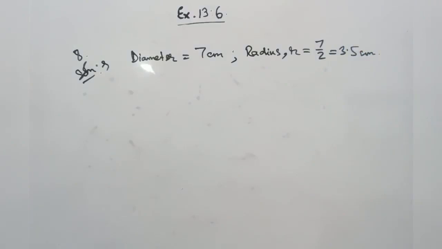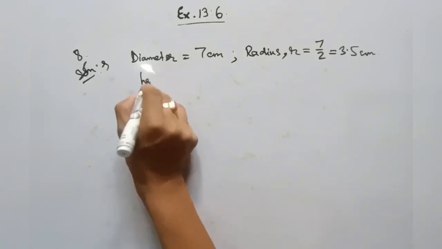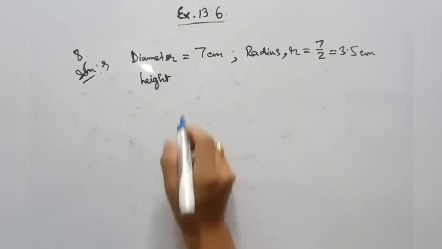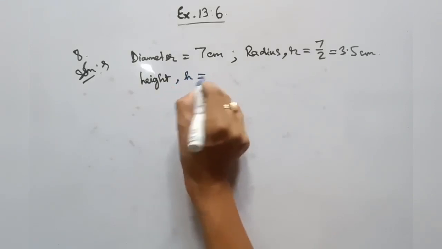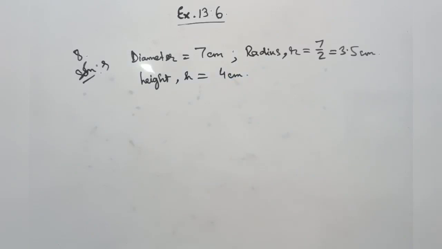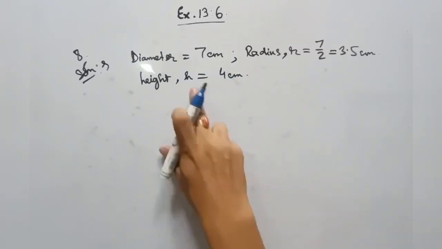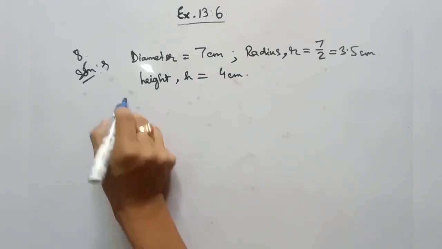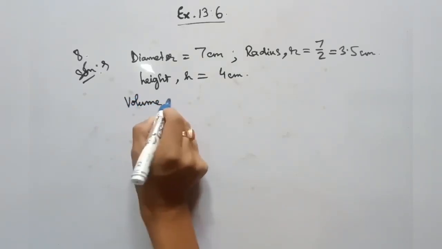And the level of soup in the bowl is 4 centimeters. So the height of the cylinder for which we are going to find the volume is 4 centimeters. So the level of the soup will be the height of the cylinder for which we are going to find the volume of the cylinder, which is equal to 4 centimeters.